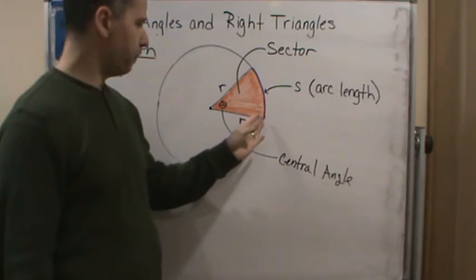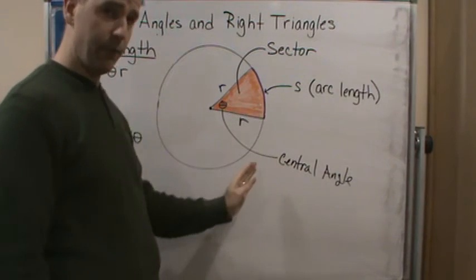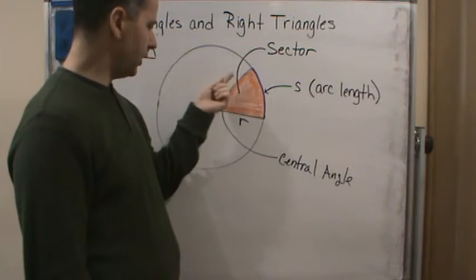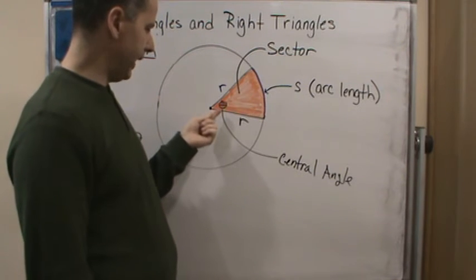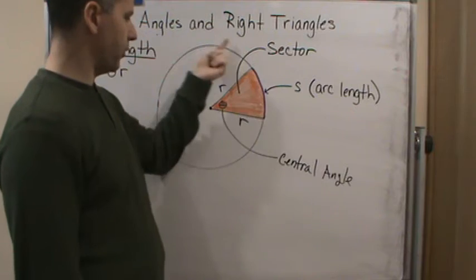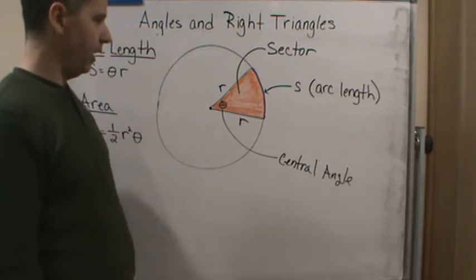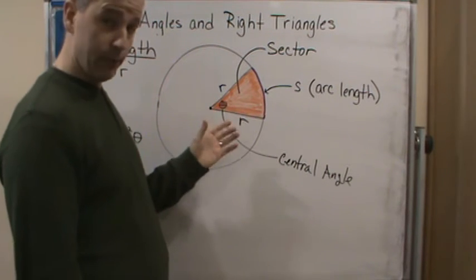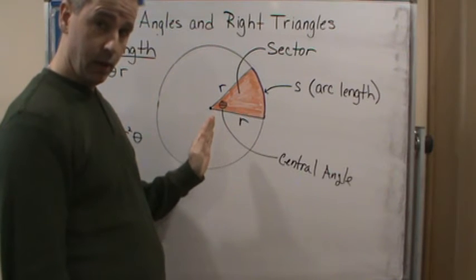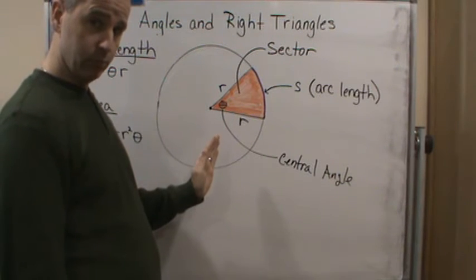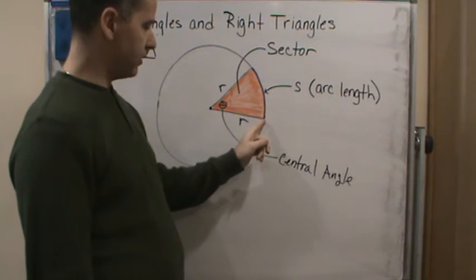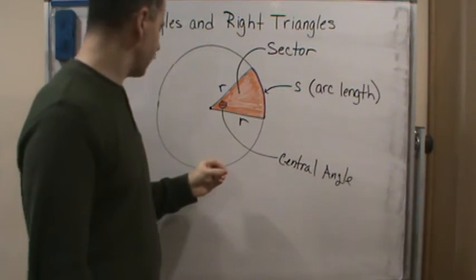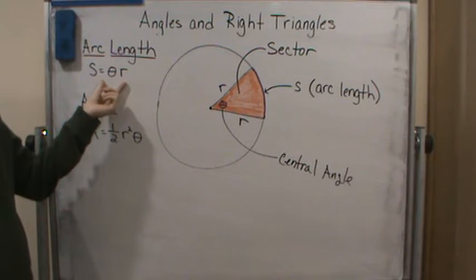Well, it's just a proportion of the circumference, right? So you can actually derive this by saying, okay, it's just whatever fraction of the circle this angle makes times the circumference of the entire circle will give you the arc length. For example, if this theta, the central angle, was 1/4 of the revolution of the circle, then this arc length would be 1/4 of the circumference of the circle. Okay, and so that's where this formula comes from.